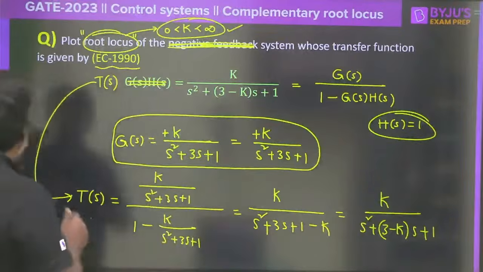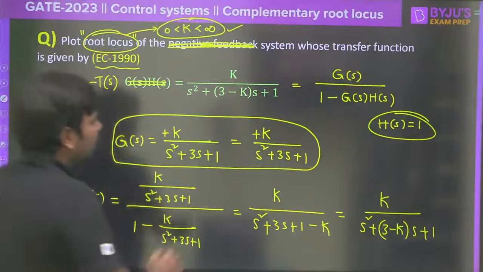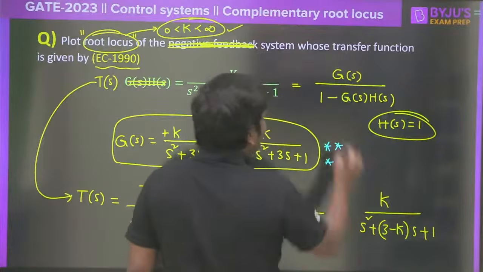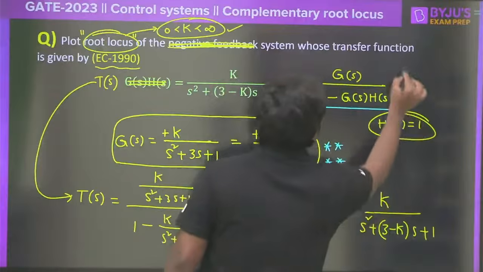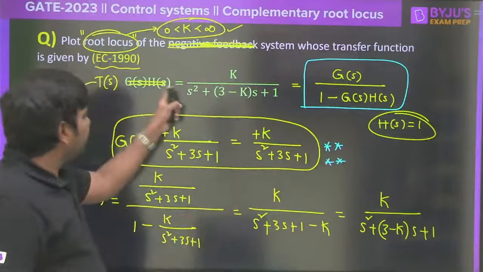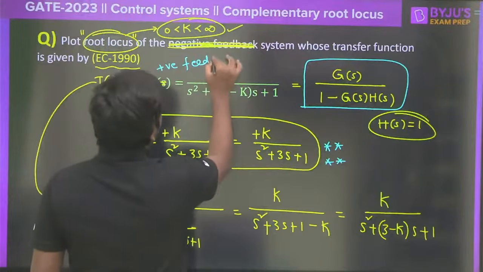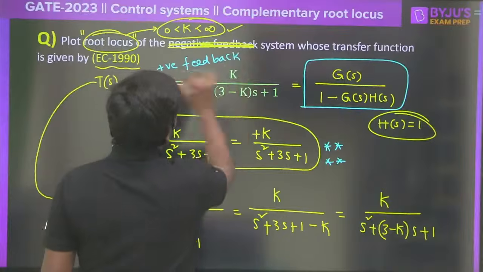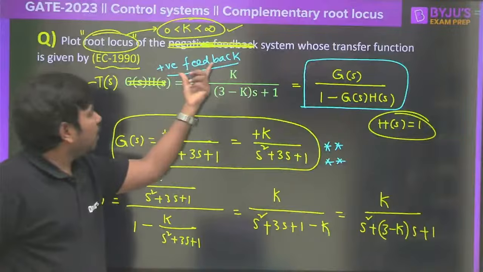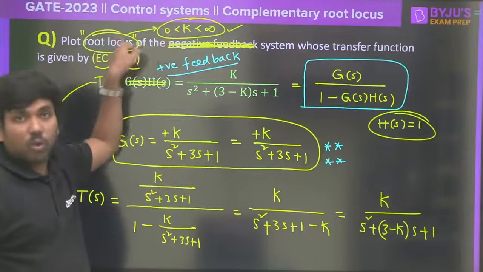What is the conclusion of the story here? The conclusion of the story is, yes, confidently you can take this as a g of s here. You can take this as a g of s, but invariably the system is given in the feedback, positive feedback, right? So that means this is the transfer function of the positive feedback. Clear? This is the transfer function of the positive feedback. Try to notice now. This is the transfer function of the positive feedback, right? So for the transfer function of the positive feedback, he is asking direct root locus. Why?